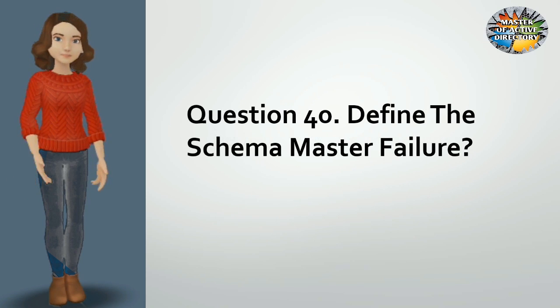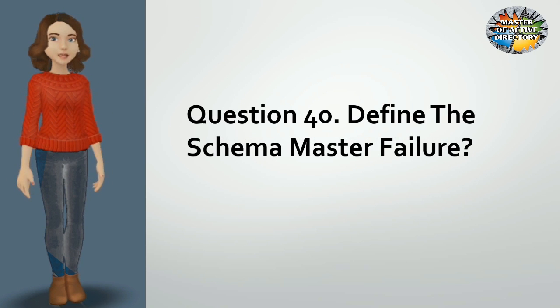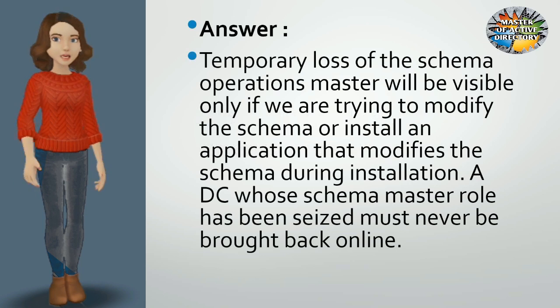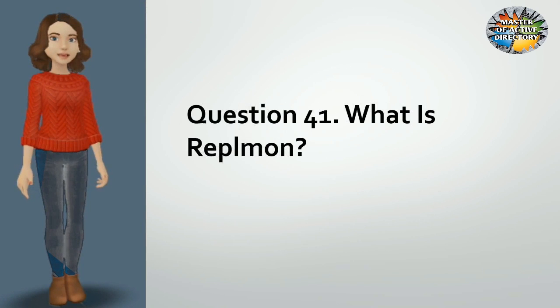Question 40. Define the schema master failure. Answer. Temporary loss of the schema operations master will be visible only if we are trying to modify the schema or install an application that modifies the schema during installation. A DC whose schema master role has been seized must never be brought back online. Question 41.